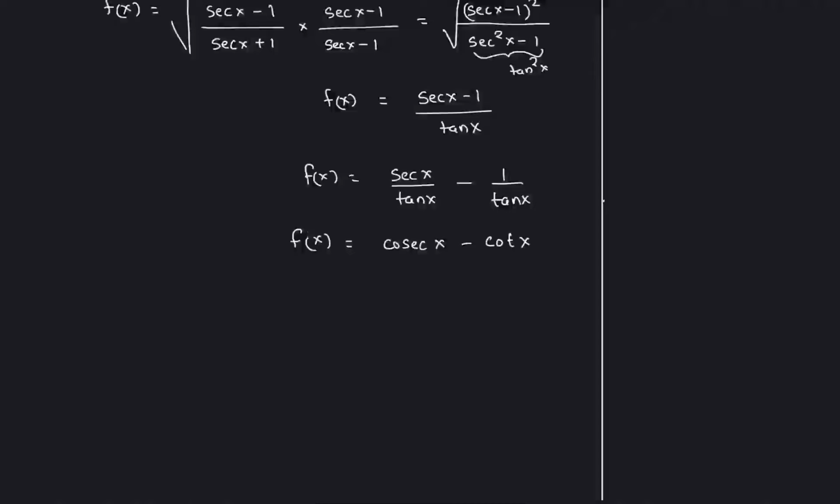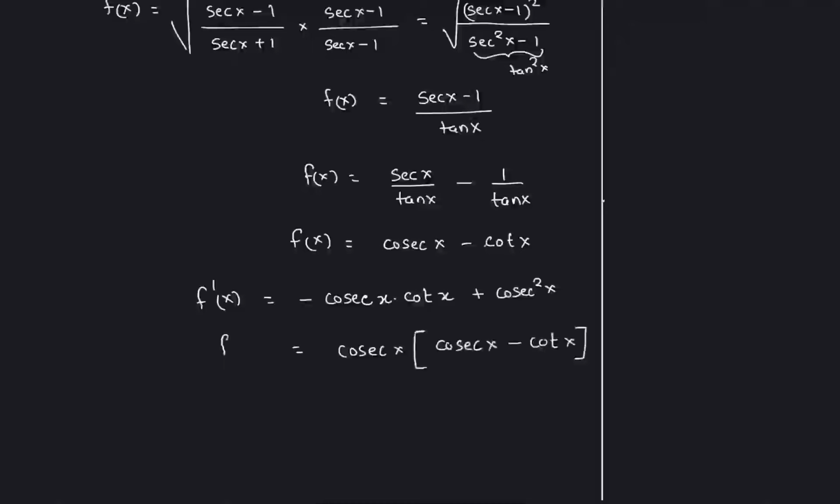Now we will take the derivative. So f dash x will be equal to differentiation of cosec x, which is negative cosec x multiplied to cot x, and derivative of cot x is negative cosec square x. So negative cosec square x multiplied to negative gives you positive. I can take cosec x common and you can write this as cosec x times cosec x minus cot x. This is your f dash x.